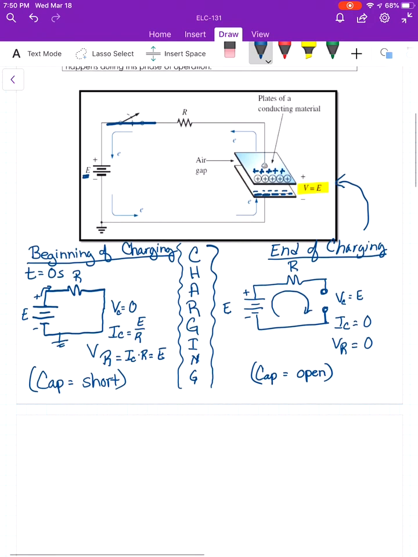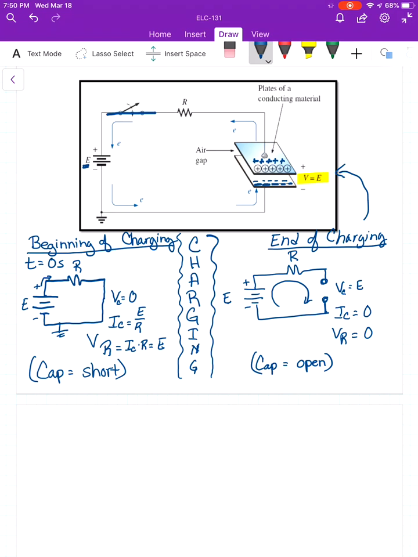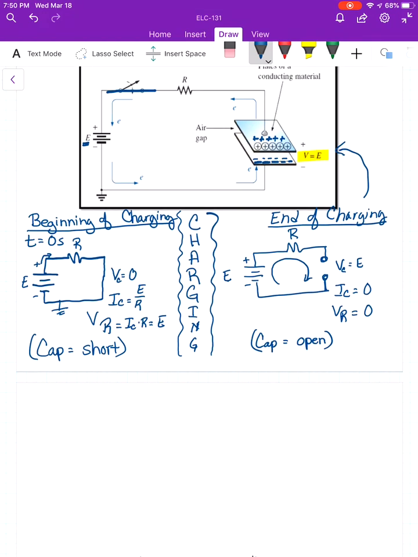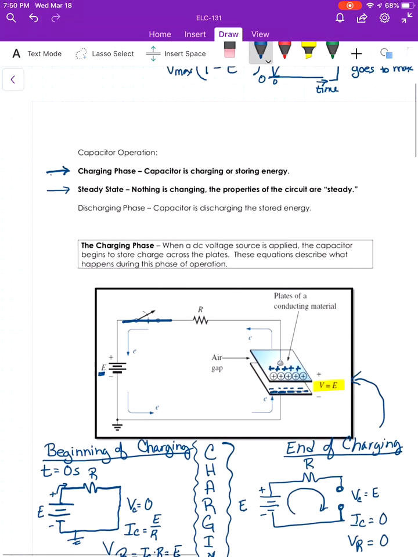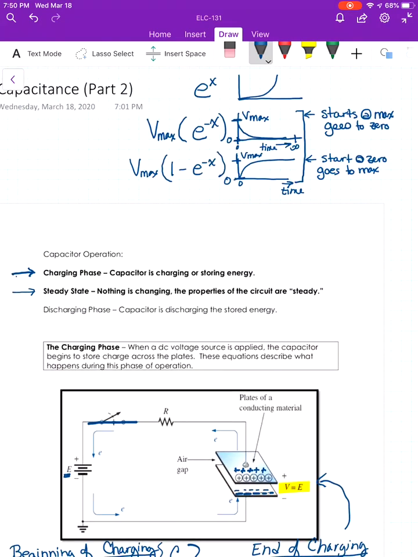So let's talk about how we would find the voltage across the capacitor, the current through the capacitor, and the voltage across the resistor during that charging phase. Remember what I said before, that these equations describe something that starts at a maximum and goes to 0, or something that starts at 0 and goes to a maximum.